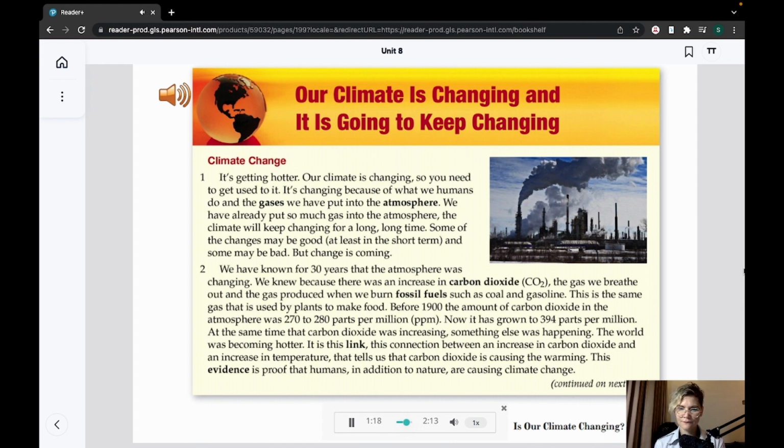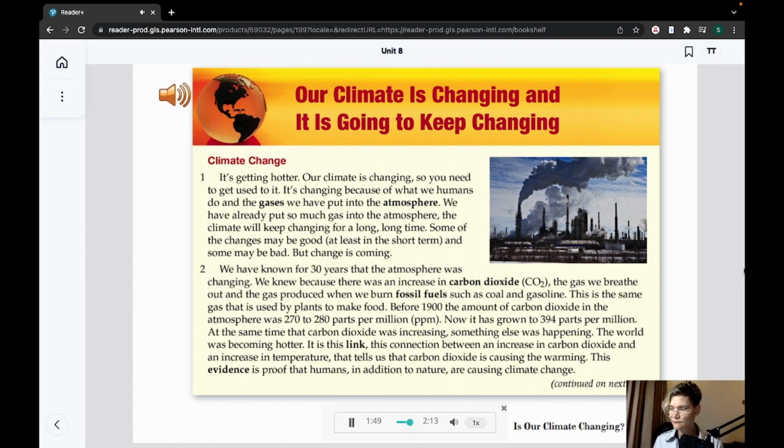Before 1900, the amount of carbon dioxide in the atmosphere was 270 to 280 parts per million, ppm. Now it has grown to 394 parts per million. At the same time that carbon dioxide was increasing, something else was happening. The world was becoming hotter.